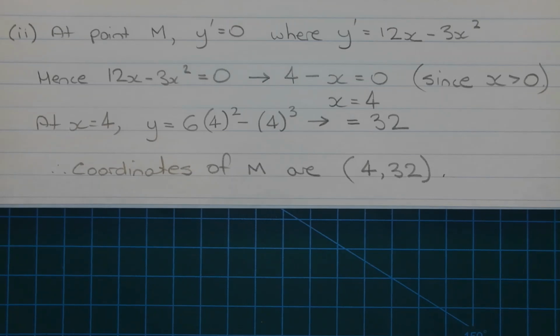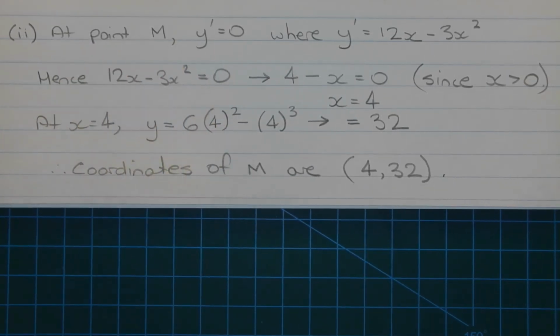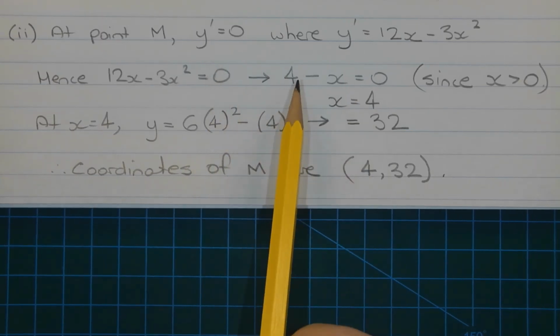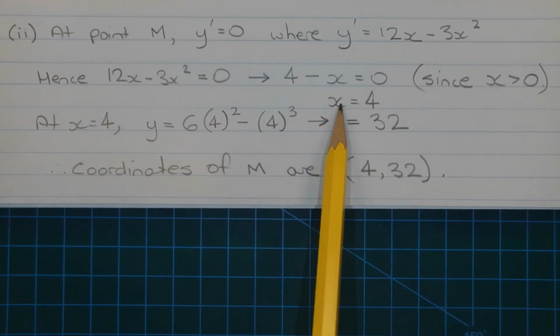Now note that the value of x must be positive because the location of the stationary point is to the right of the origin. So we can simplify this equation by dividing all terms by 3x. And the equation simplifies to 4 minus x equals 0. And we get x is equal to 4.